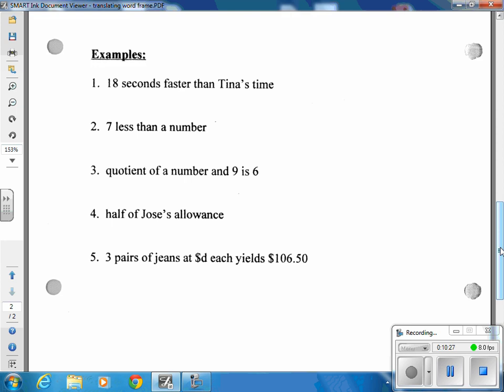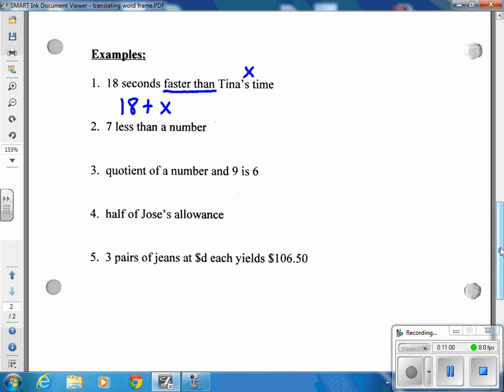All right, so for number 1 it says 18 seconds faster than Tina's time. Well, the key phrase right here is faster than, and if you use your word frame on the front, you'd see that faster than is in the addition category. We don't know Tina's time, so that's where we get to use a variable. I'm going to use just the generic letter X unless they tell me I have to use a certain letter. Sometimes they do and sometimes they don't. Because I don't know Tina's time, that's going to represent my X. And because somebody is 18 seconds faster than her time, faster than means to add. So I can write 18 plus X.